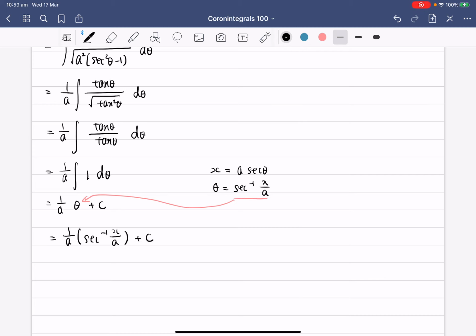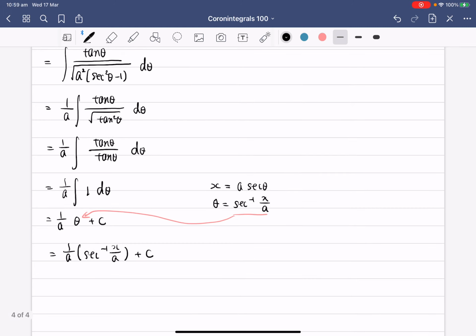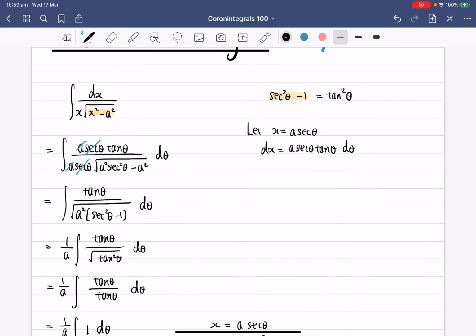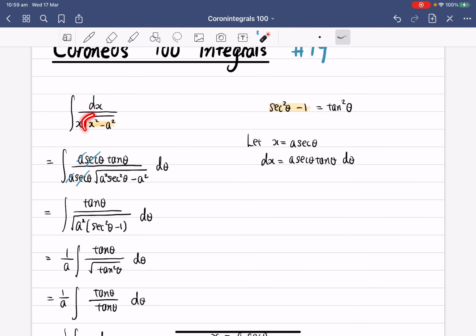Of course, you can leave the answer like this, and that's how you integrate this question. The harder part of this question is realizing which trig substitution you need. Basically, you look at what's inside the square root. Usually, if you have a² minus x², then the substitution you need is x equals a sine theta or a cosine theta.